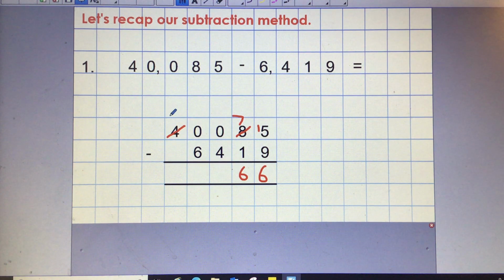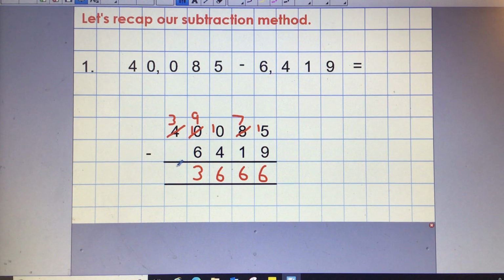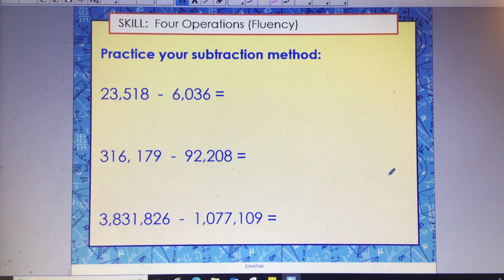So we steal from the 4, so that becomes a 3. This column turns to a 10. We then steal from that 10, which becomes a 9. And this column becomes a 10. Now we can do it. 10 subtract 4 leaves us with 6. 9 subtract 6 leaves us with 3. And 3, we've got nothing to subtract from it, leaves us with 3. An answer of 33,666. Again, pause the video. There's a few practice questions for you to have a go at.